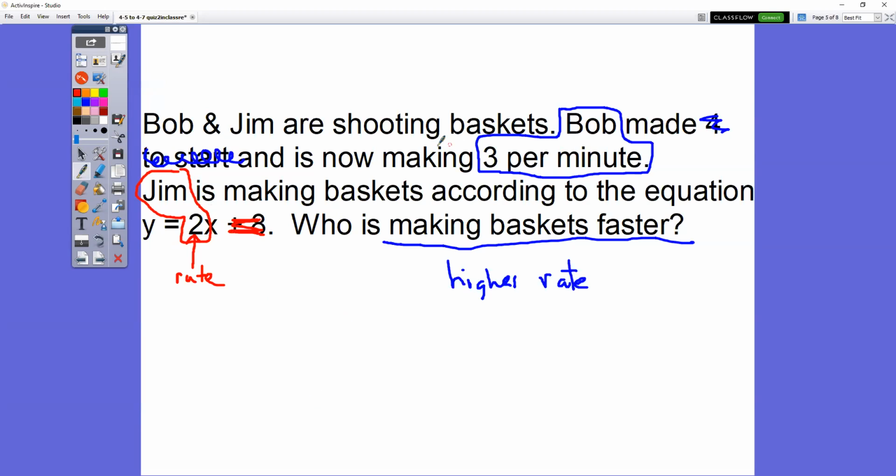So Bob has a rate of 3. Jim has a rate of 2. Who's making baskets faster, or at a higher rate? Well, Bob's making 3. Bob is bigger because 3 is bigger than 2. You're going to have a question just like this. Again, remember your rate is the number that's in front of the x. Questions on this one?